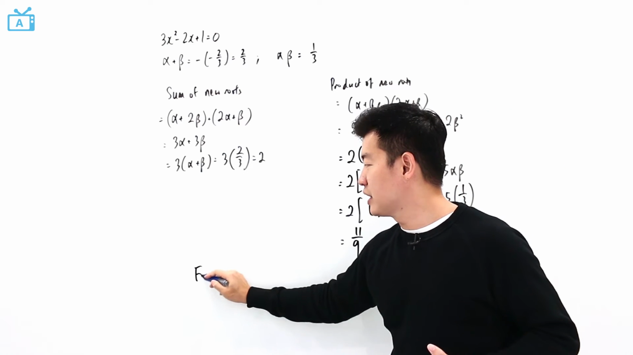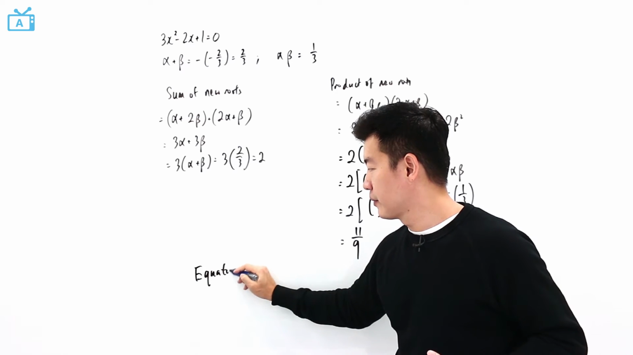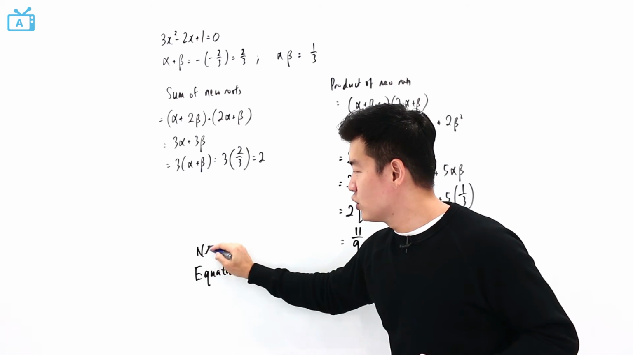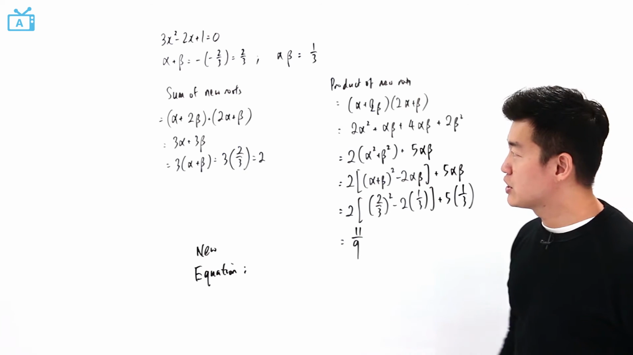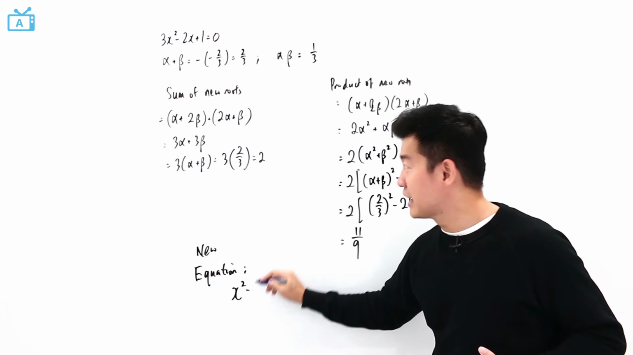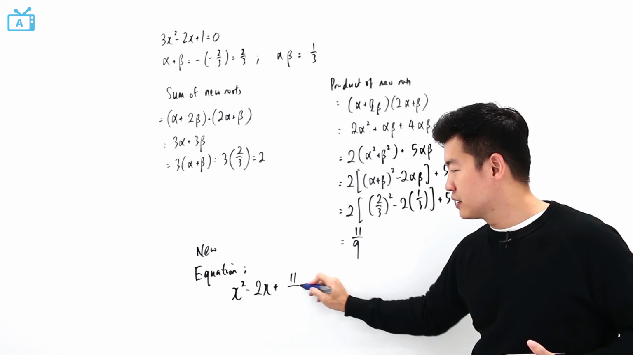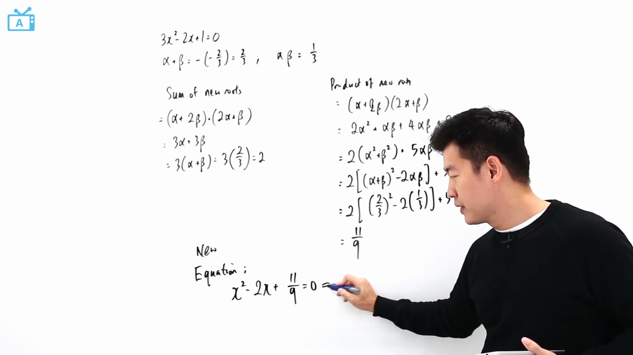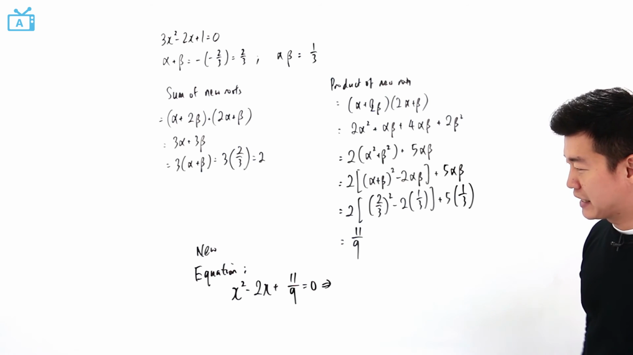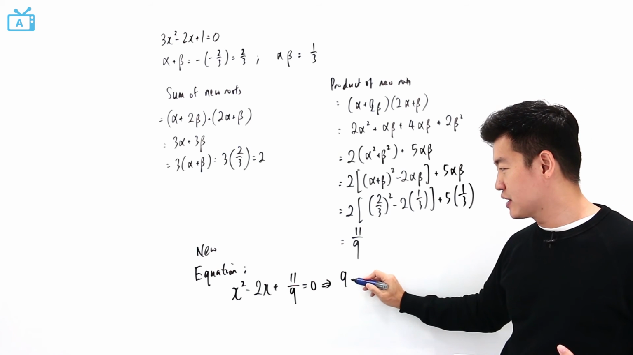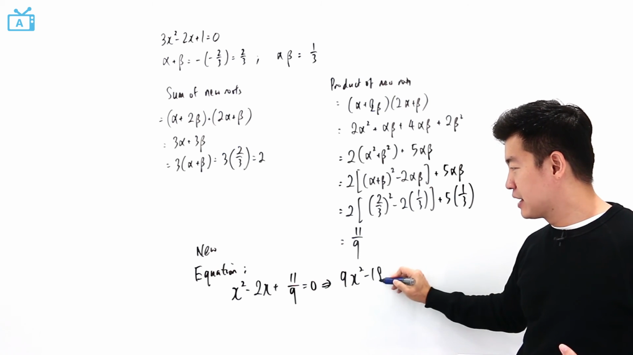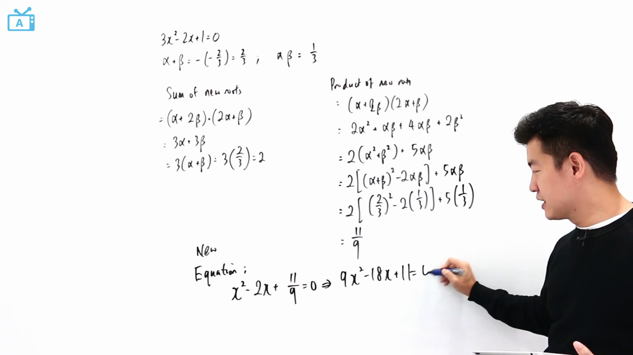This will help us to form the new equation. This is the new equation. And the new equation is going to be x squared minus the sum of roots x plus the product of roots is equal to 0. And we can actually multiply throughout by 9 for this particular equation. So it is going to be 9x squared minus 18x plus 11 is equal to 0.